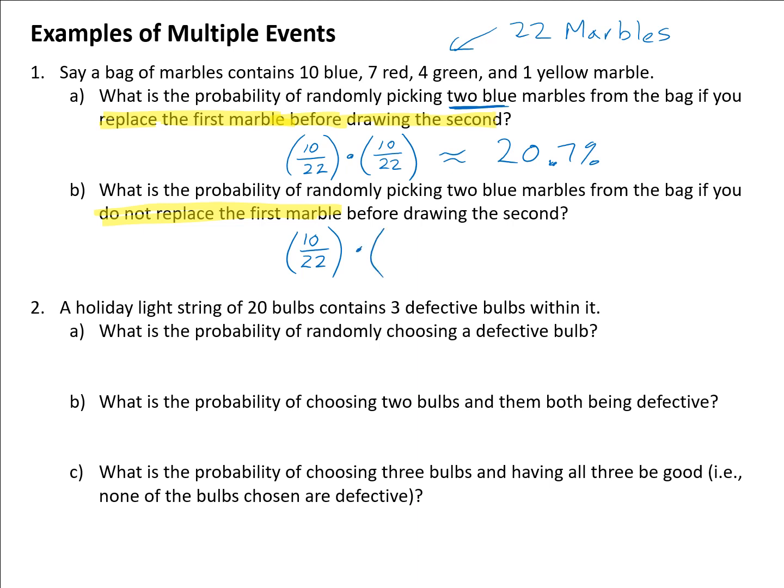But when you pick the second marble, the bag has changed. You no longer have 10 blue marbles. You have 9 blue marbles to choose from. You no longer have 22 marbles. You have 21 marbles. Because once you have taken a blue marble out and not replaced it, what has happened is that your numbers have changed. You now have 9 blue and 21 marbles total. So that's why the bag has changed and your probability changes.